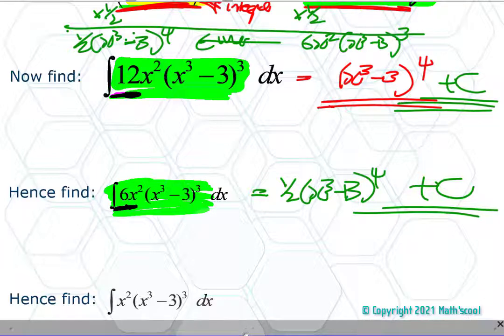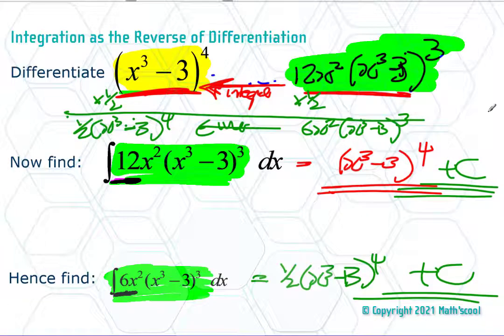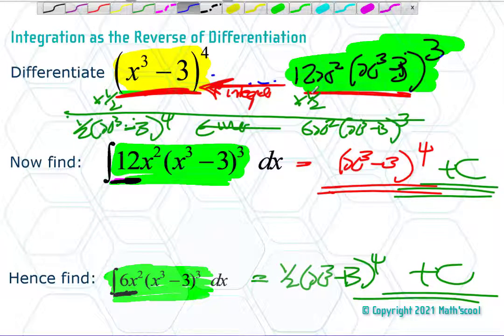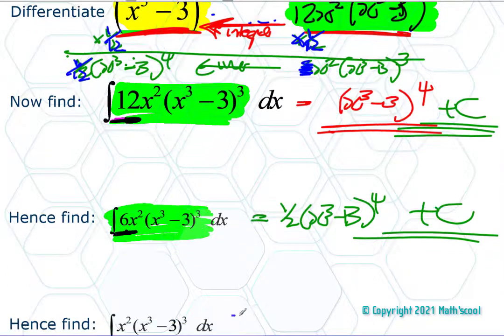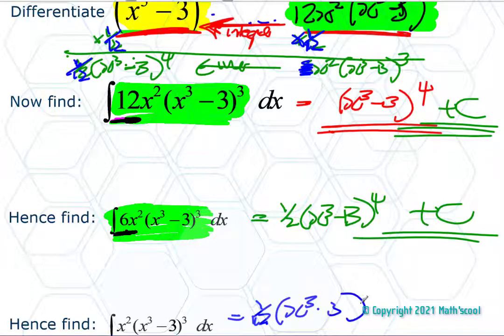Okay, so the last question is, well, it's the same again, but this time it doesn't even have the 6 in front of it. So what I'll do is go back to the original statement, and this time I won't times it by a half, because that will make it 6. I'm going to times it by a 12th. So if I times it by 1/12, then that's just going to become a 1x squared, and I times this by a 12th, and that's going to become a 12th (x cubed minus 3) to the power 4 plus c.